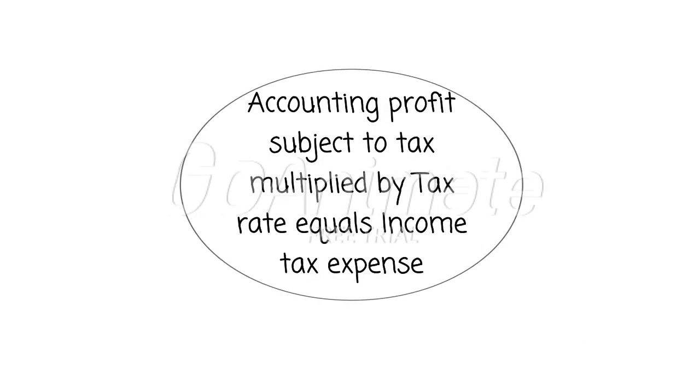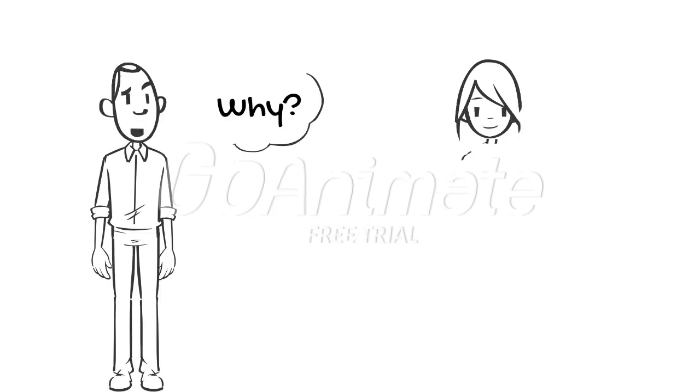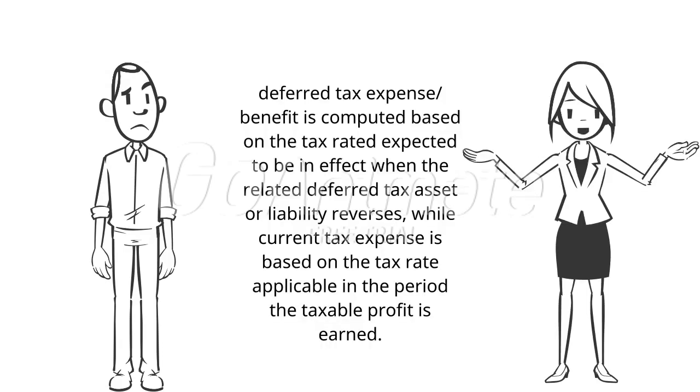Due to the change in tax rate, the usual formula of accounting profit subject to tax multiplied by tax rate equals income tax expense does not apply. Why? Because deferred tax expense or benefit is computed based on the tax rate expected to be in effect when the related deferred tax asset or liability reverses, while current tax expense is based on the tax rate applicable in the period the taxable profit is earned.